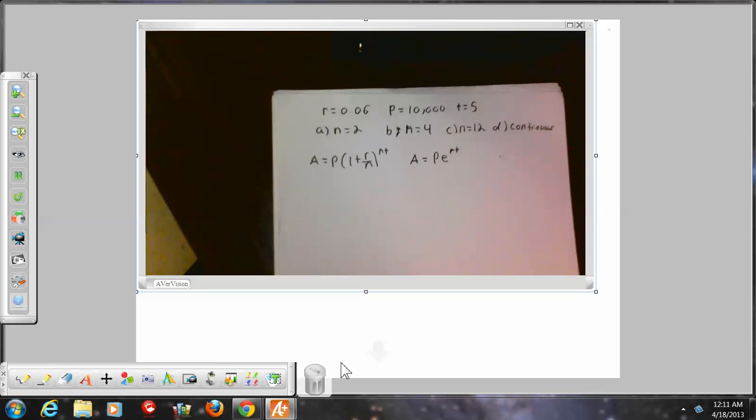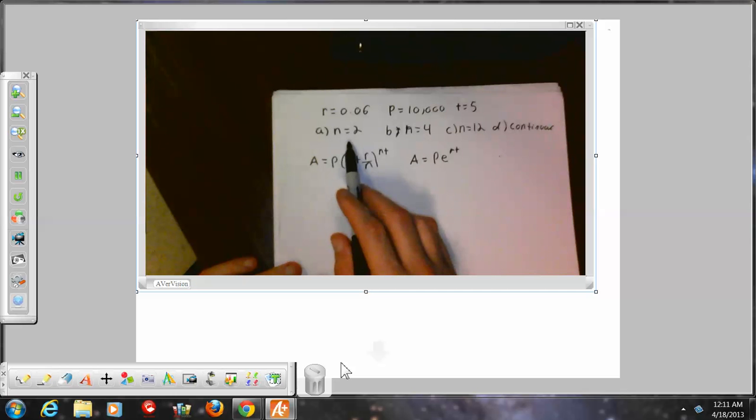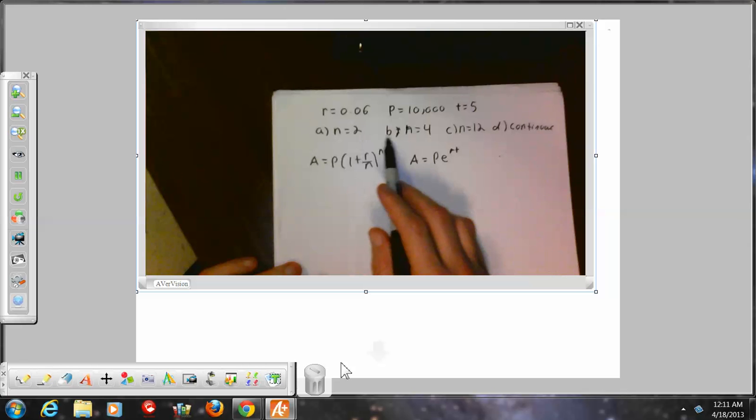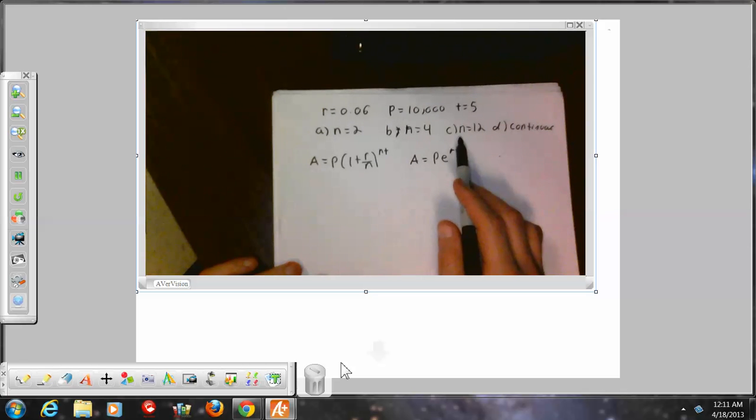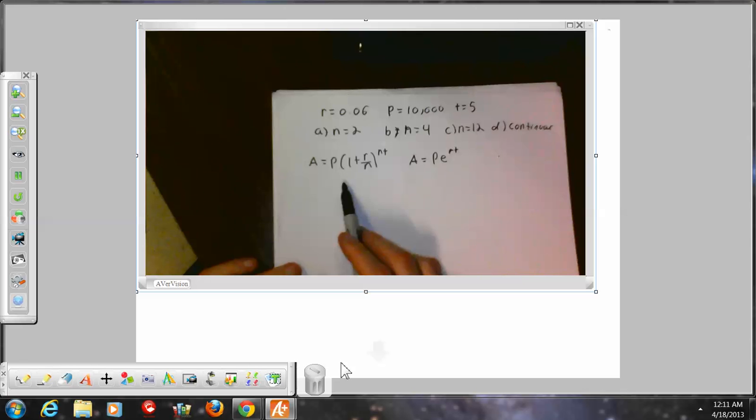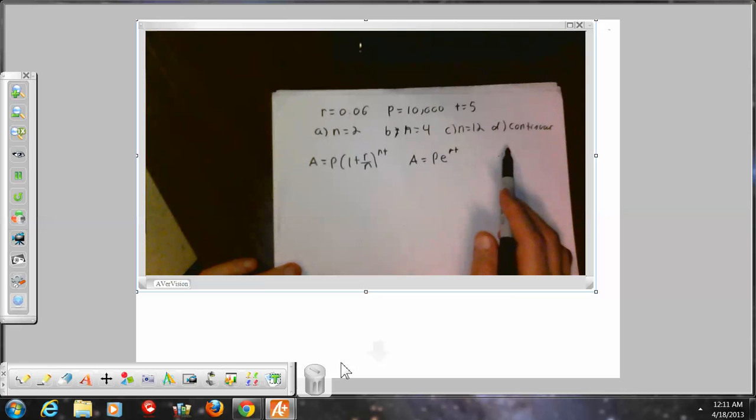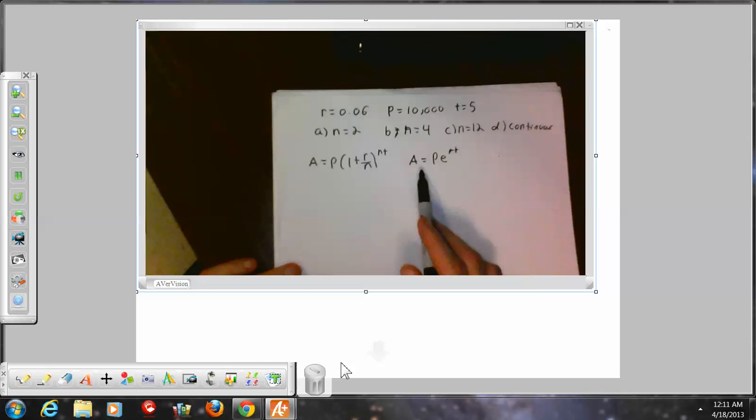Okay, so we're going to look at compound interest. And we have two formulas. If we're compounding periodically, like say for part A twice a year, which is semi-annual, or quarterly, 4 times a year, n equals 4, or monthly, which would be n equals 12, then we're going to use this formula over here. Now, continuous compounding is going to be from this formula over here.